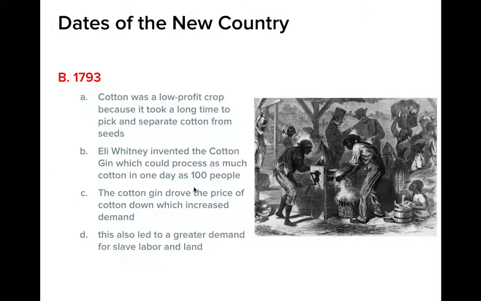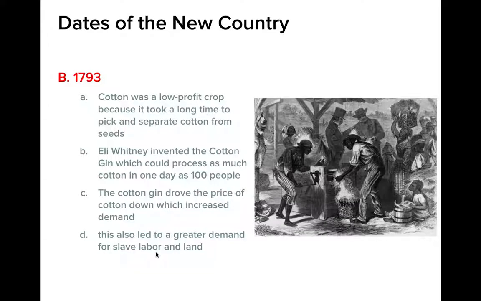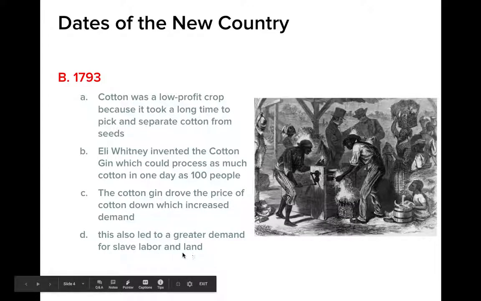And lowercase d, this also led to a greater demand for enslaved labor and land. Planters wanted more enslaved labor to pick the cotton in the fields that they now were gobbling up by the hundreds of acres, and land that they were taking from the native people.